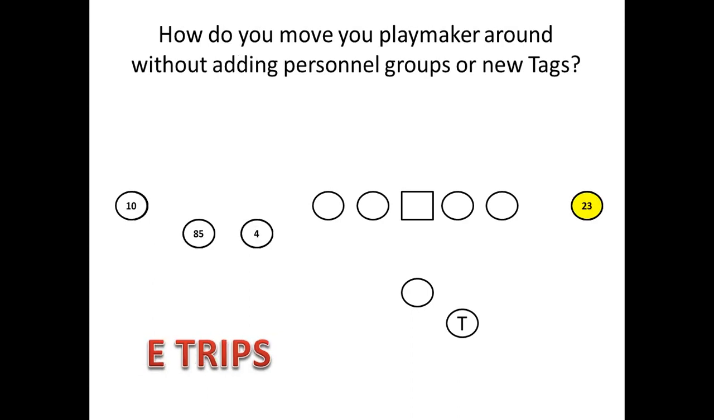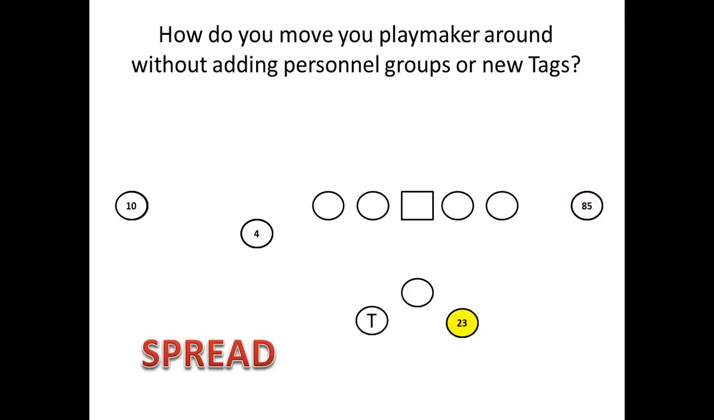So for instance, our best player, who was our slot, was number 23. And if we wanted to put him on the backside, we called the formation E trips. So this is E trips left. E is the first initial of number 23 out here. That would tell him he goes to the backside.